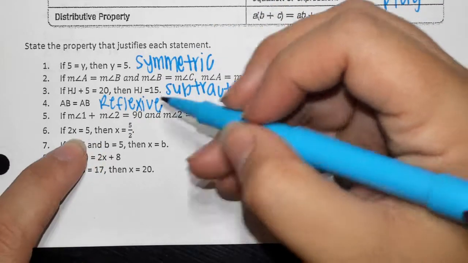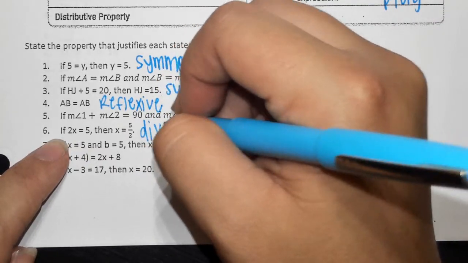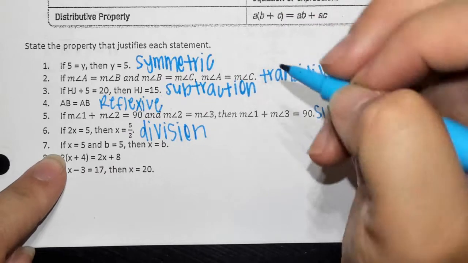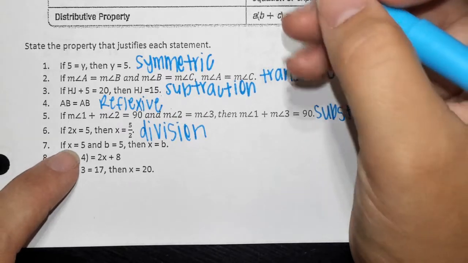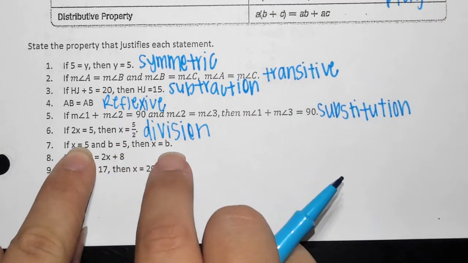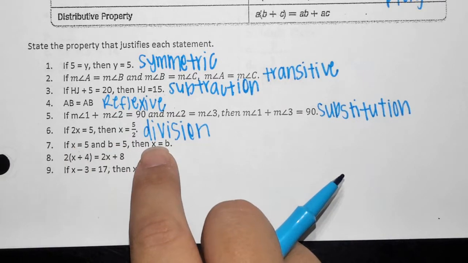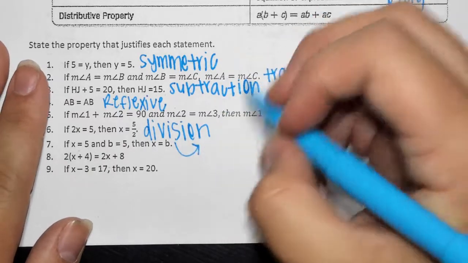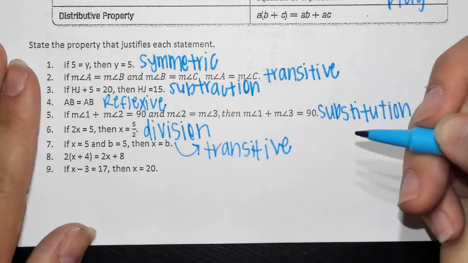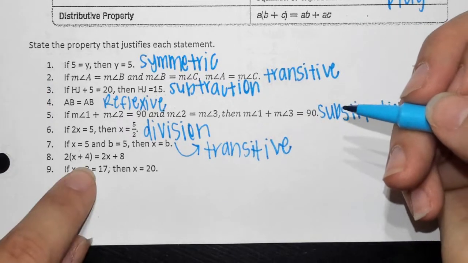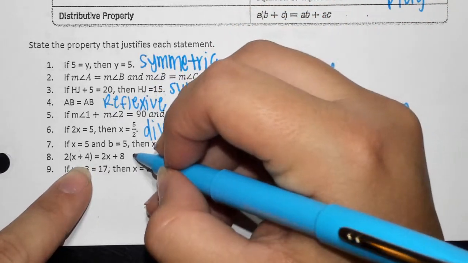Number 6. What did they do to get 2 to the other side? Divide or division. Okay. What about 7? They were both equal to 5, and then now 5's gone. So what do you think? Yeah, it's the same. It's transitive. They just swapped the order a little bit. So it's still transitive because 5 is no longer there. What about 8? Close. Distributive.